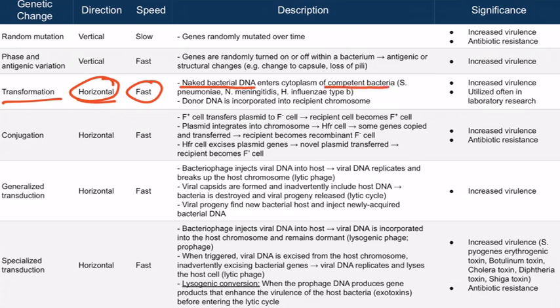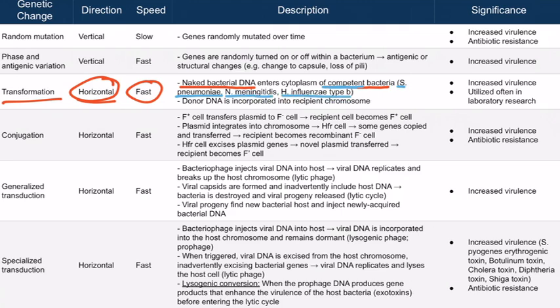And this idea of naked bacterial DNA just refers to a lysed bacterium that now has its DNA free-floating in the environment around other bacteria. Now, this term competent is important because only competent bacteria can take up this bacterial DNA. There are several competent bacteria. The most important ones to remember are Strep pneumo, Neisseria meningitidis, and H.